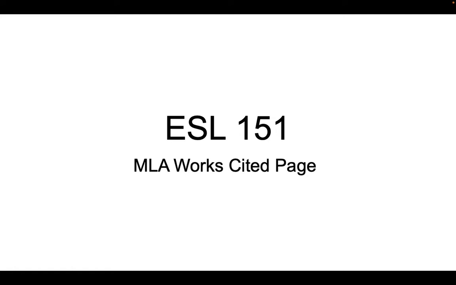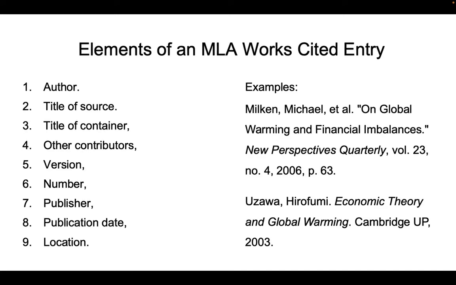Now, let's go over the steps to writing a citation using MLA style. In MLA, the citation includes up to 9 elements, which appear in a specific order and with specific punctuation. Not every citation will have all of these elements. It depends on the type of source.